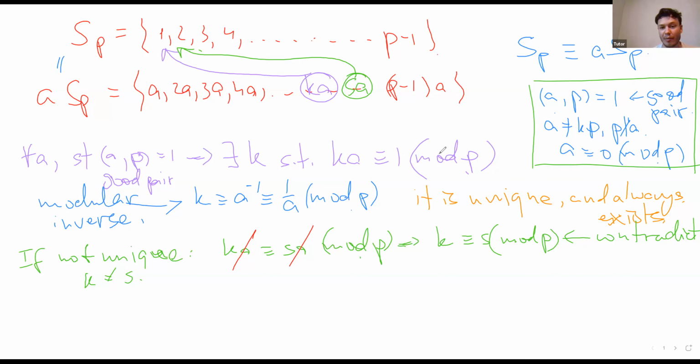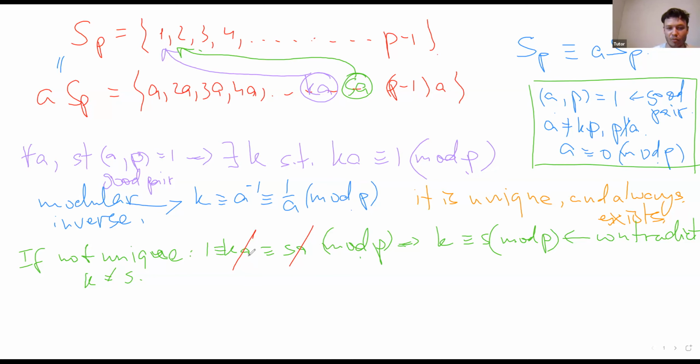Now, the theorem also states that this remainder is unique. So I cannot have another remainder that also goes into 1, right? Because if I had another remainder Sa, so let's say that K is different from S, then I would have Ka congruent with Sa mod P, and they're also congruent with 1, I guess I should say.